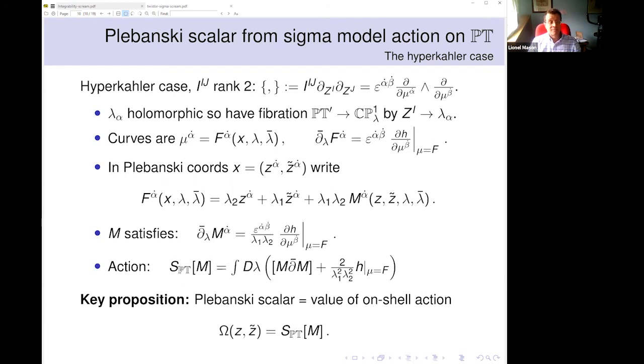And the way it operates is, you just differentiate this with respect to z and z tilde, and you can differentiate under the integral sign here, and assuming that everything is on shell, you discover that the integral localizes at lambda 1 equals 0, lambda 2 equals 0, and that at that point you can read off the derivative of omega, the derivative of the Plebanski scalar. So it's not a very hard computation.